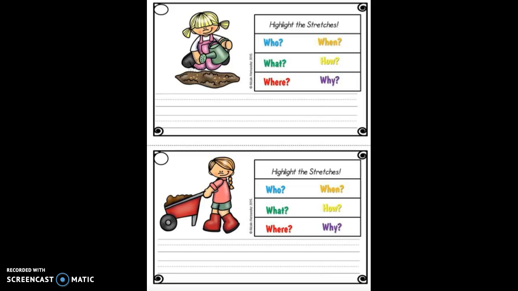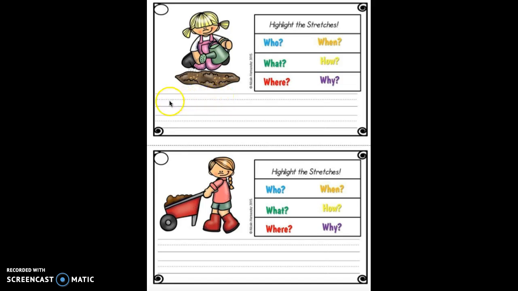Now it's your turn to practice writing stretchy sentences using the 5 W's: who, what, where, when, why, or how. Look at the picture. Someone might say the girl is watering. How can we stretch that sentence out? I already told you who and what. Maybe you could add where she is, or you can add when, or maybe how or why.